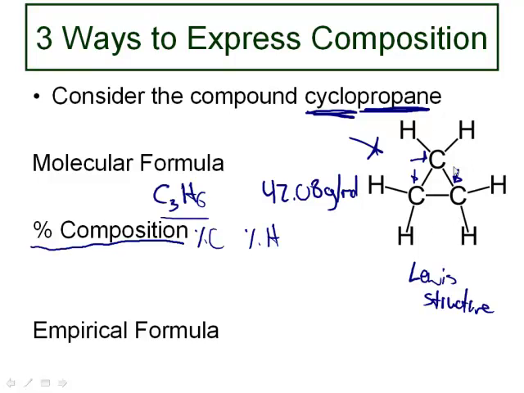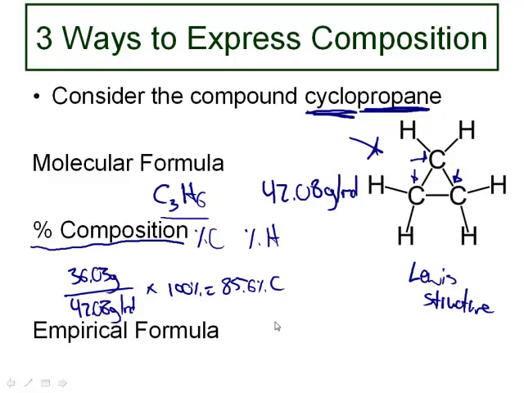So if we have 1 mole of this compound, 3 carbons is going to be 36.03 grams, divided by the total molar mass of the compound, which ends up being 42.08 grams per mole. If I do the division and multiply by 100%, I'm going to find that this is going to be 85.6% carbon by mass, and analogously, I can also determine that it is going to be 14.4% hydrogen by mass.